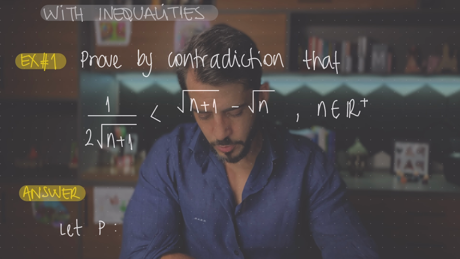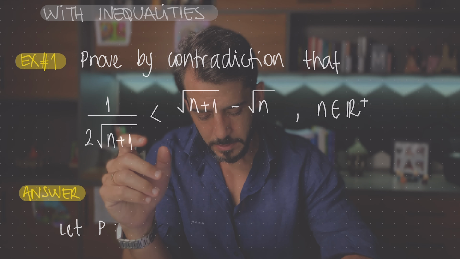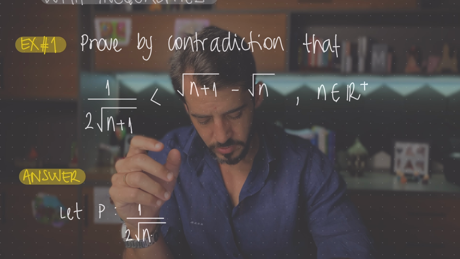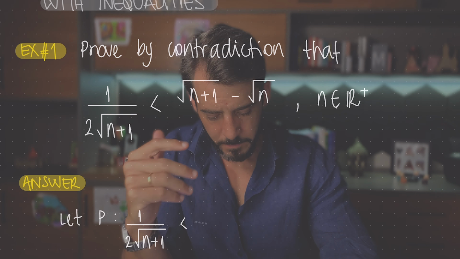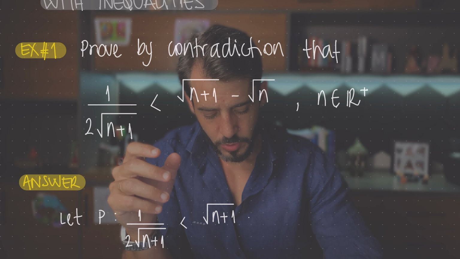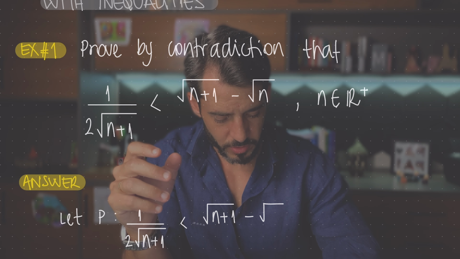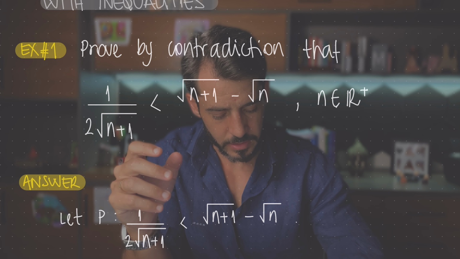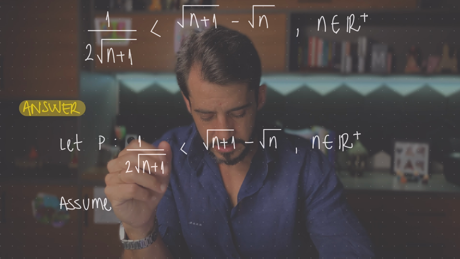Now on the first step, we're going to let P, the proposition P, be 1 over 2 root n plus 1 less than, and this is what we're trying to prove, root of n plus 1 minus the root of n. We're not going to change anything in this step. We're going to change it in the second one.